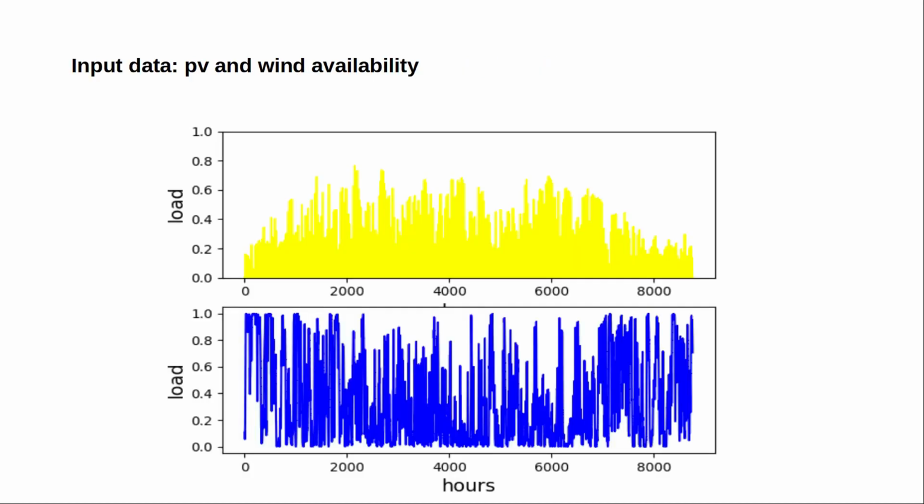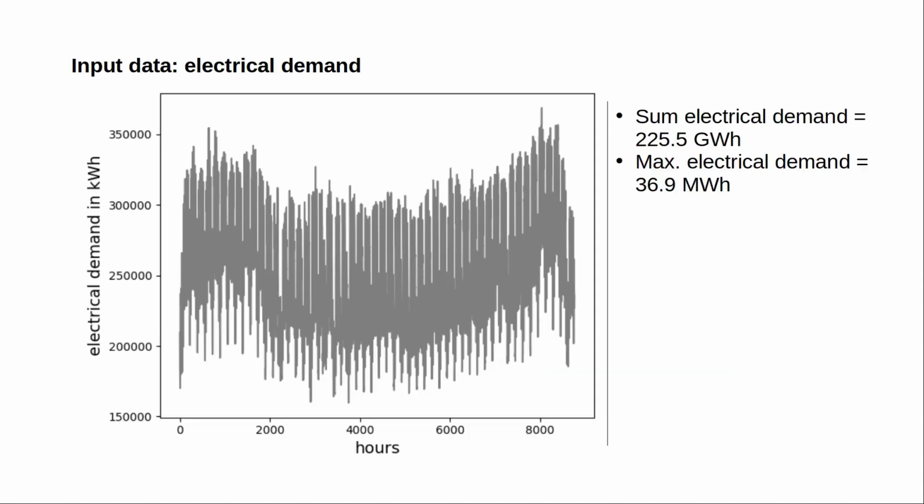This is the input data of PV and wind availability. As you can see, the values are normalized, thus the values between 0 and 1. This is the electrical demand curve. You can see on the x-axis the hours of the year, on the y-axis the electrical demand in kilowatt hours per hour, so you can also say kilowatt.